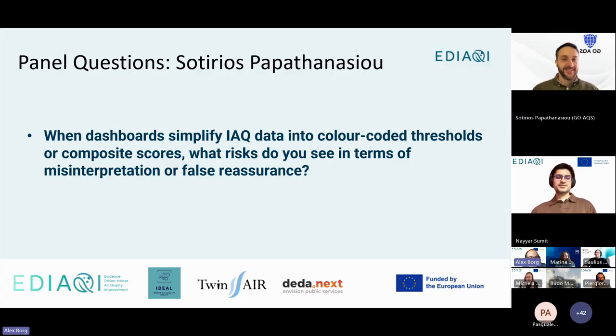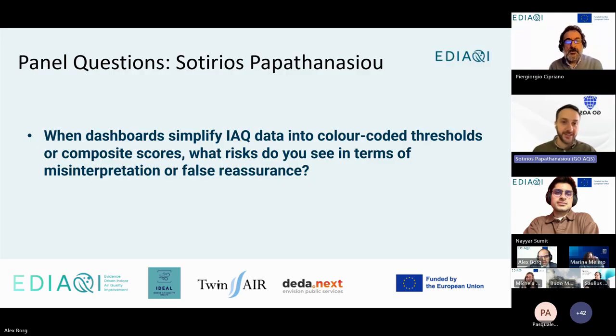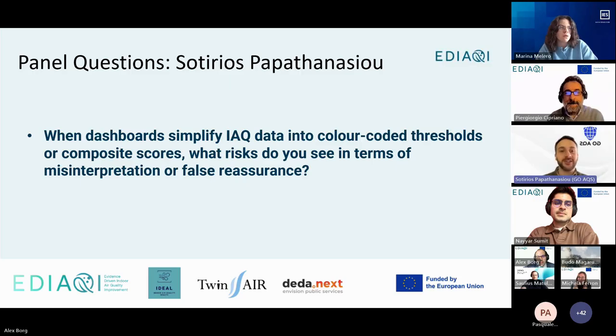So Sotiris, when dashboards simplify IAQ data into color-coded thresholds or composite scores, what risks do you see in terms of misinterpretation or false reassurance? We have to understand that there is a complex task for those that develop an indoor air quality index or outdoor air quality index. They have to determine the right breakpoints for upper and lower limits inside the different levels. And that eventually is what is going to protect the population or the users of the specific dashboard or index. So once we have established that very precisely, I think we don't leave any room for misinterpretation by the users.